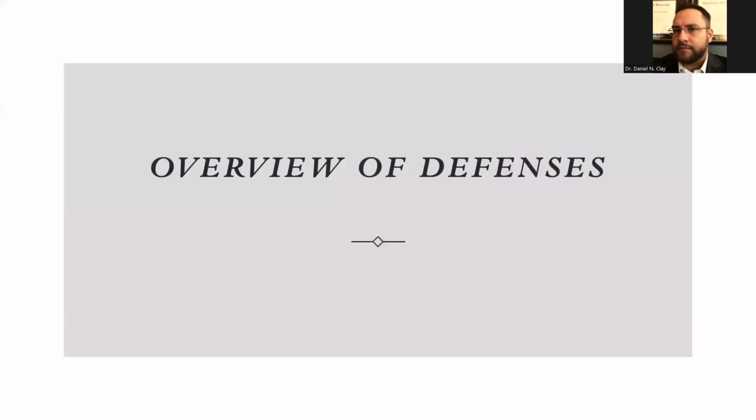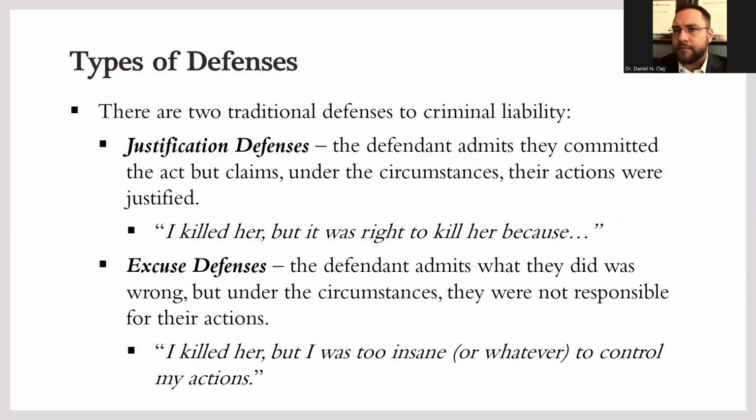So before we begin talking about specific defenses, let's talk about what defenses are in general. When we think about defenses, there's really two types, right? There's justification defenses and excuse defenses. The idea here in both of these cases is that the person is admitting to the criminal conduct, saying, I did what that crime is, I accept that I did these actions. However, based on the circumstances, my conduct is either justified or excused.